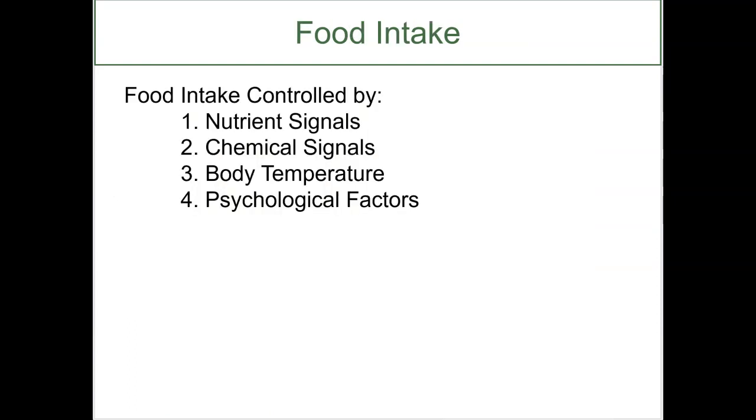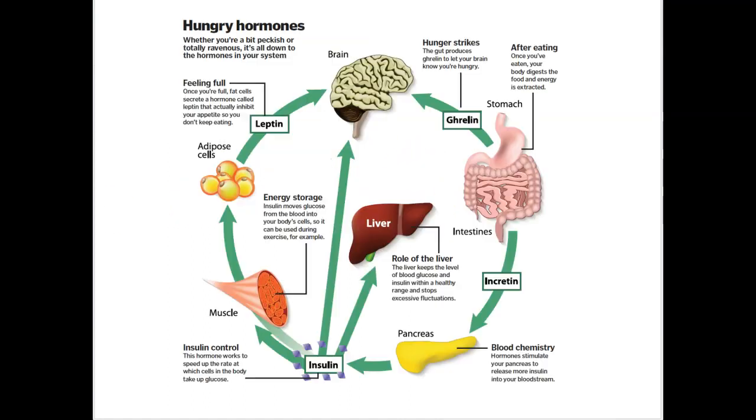So basic idea here, what controls appetite? A little bit on nutrient signals. We'll talk about chemical signals, body temperature, and just kind of gloss over the psychological factors. So we know, first of all, nutrient signals. We're going to be looking at nutrients and also a bunch of hormones. You've heard of leptin and ghrelin before.